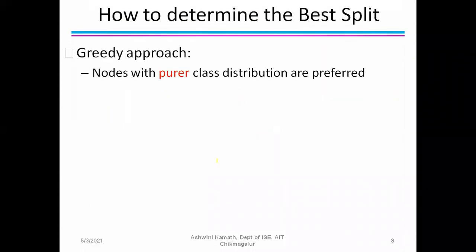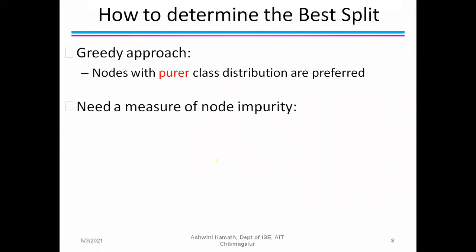So we can use the greedy approach. Nodes with purer class distributions are preferred. What is a purer class distribution? We'll tell you that with an example. Then we need a measure of node impurity. We need a measure for checking how impure it is, how much that node is impure. We need to know that.